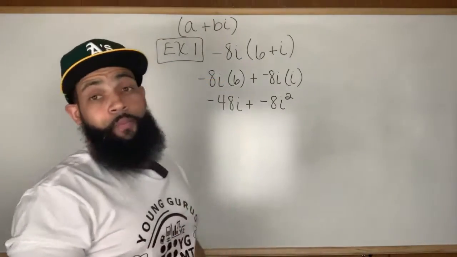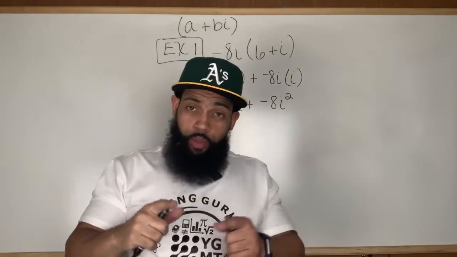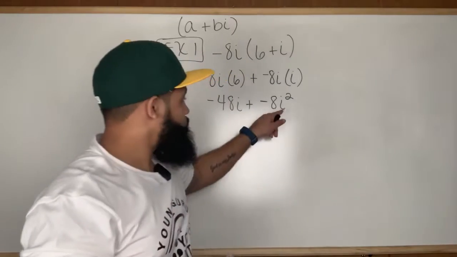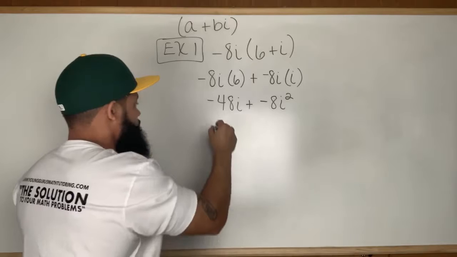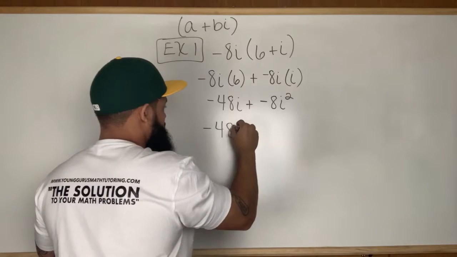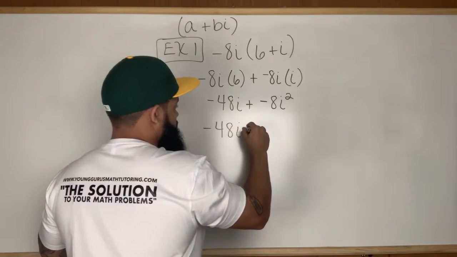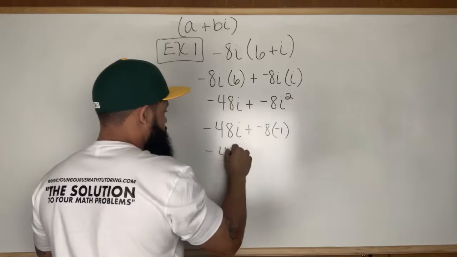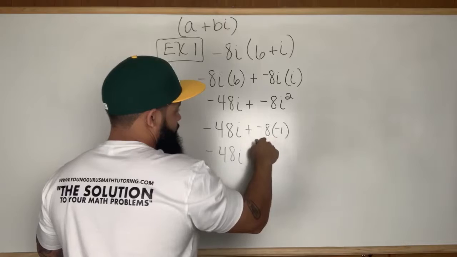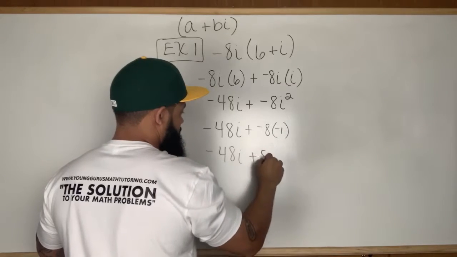Okay? Now, you may or may not know, and if you don't know, there's a video on this, i squared is actually equal to negative 1. Okay? So this is negative 48i plus negative 8 times negative 1. Negative times a negative is positive, plus 8.